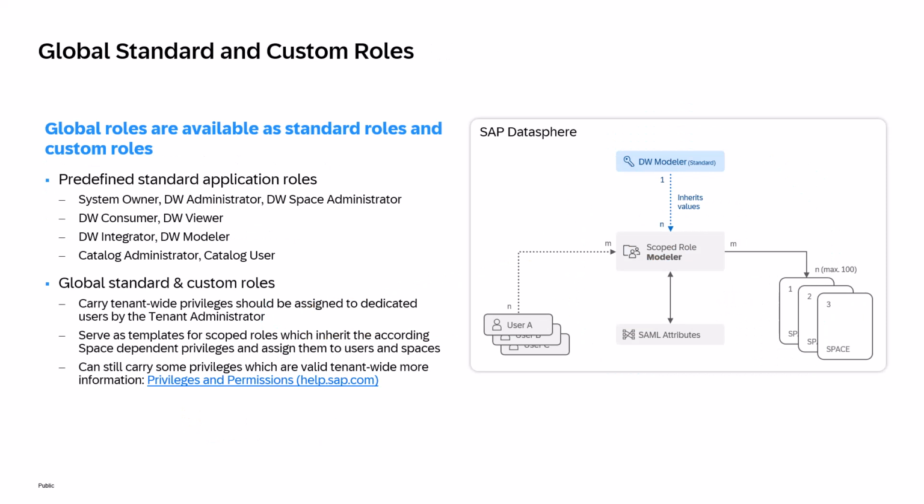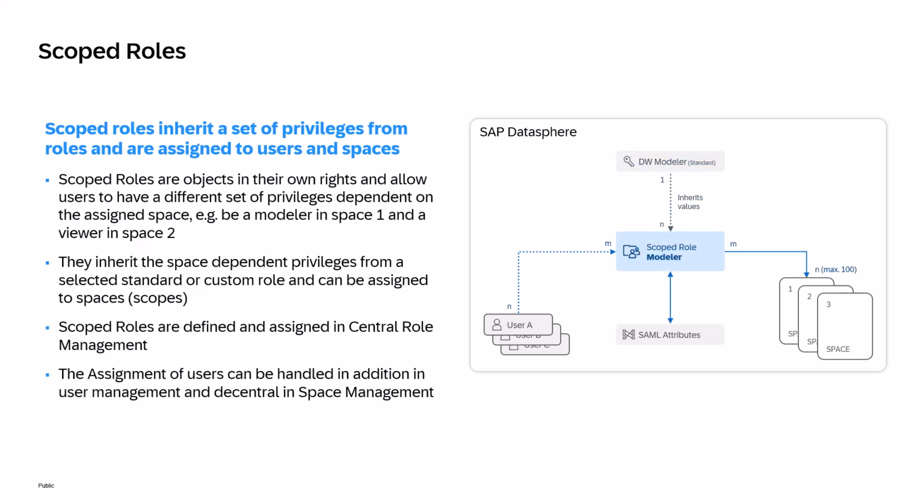Basically, looking at the concept of global standard and custom roles, these are the basis for the scoped roles. What you see here in the graphic, pretty much the same graphic I showed earlier, now focuses on the standard role on top, where we have chosen the data warehouse modeler role. It could be a different role, that's just the example here. It could also be a custom role, assigned to a scoped role, and then the scoped role selects which users should use this and which spaces are assigned to this.